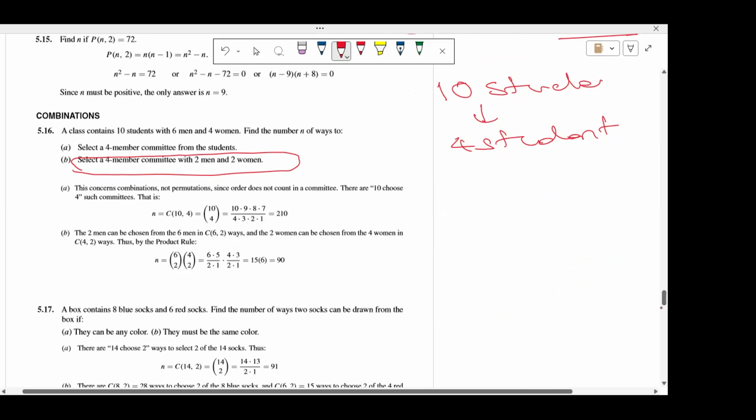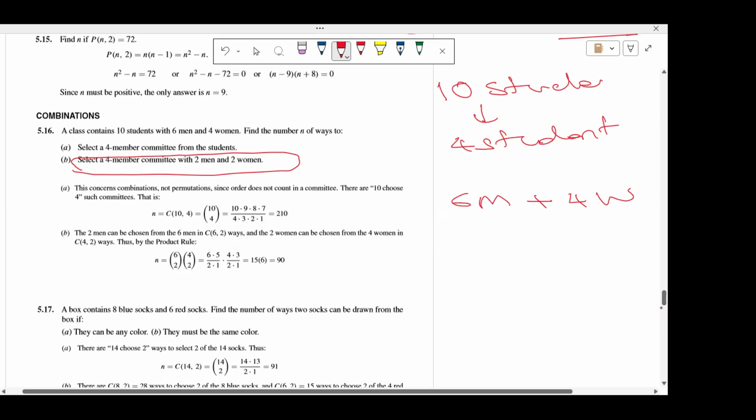So, a 4-member committee, 2 male and 2 female. Our population is 6 male students plus 4 female students, right? 6 men and 4 women. Now just think, if we need to keep 2 men and 2 women, here we have 6 men. So we need to keep 2 men and 2 women. How can we find out?